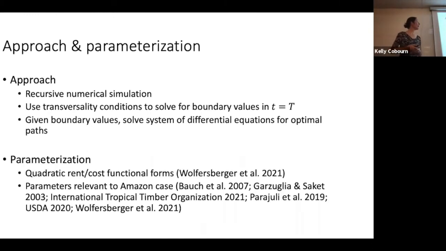We parameterize the empirical model using quadratic rent and cost functional forms that are consistent with what was published by Wolfersberger et al., and parameters relevant to the Amazon case that are drawn from a number of different sources. And we've calibrated the parameters to reflect generally conditions that we currently observe in this system.